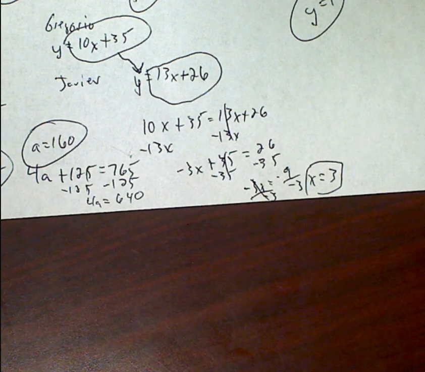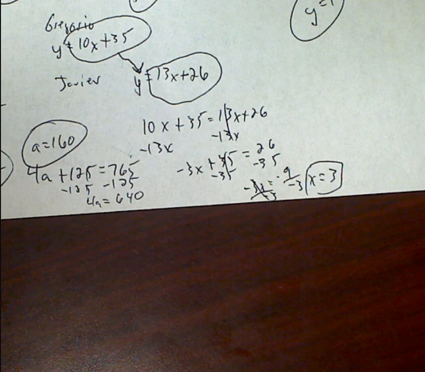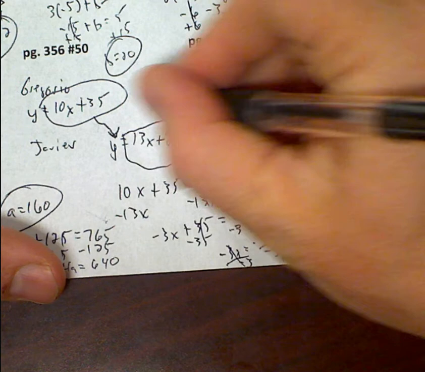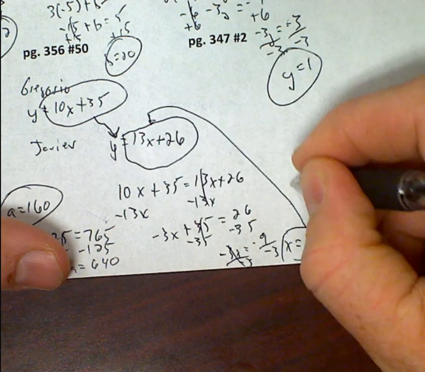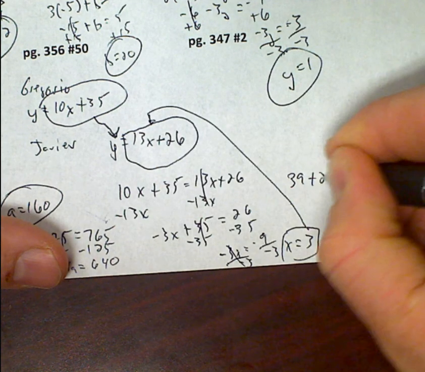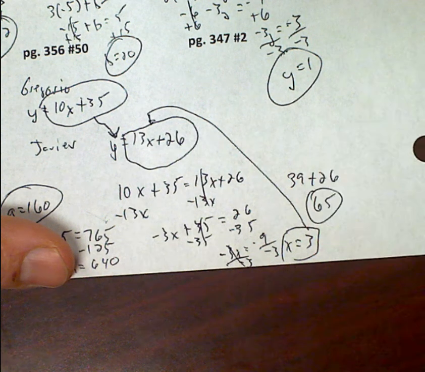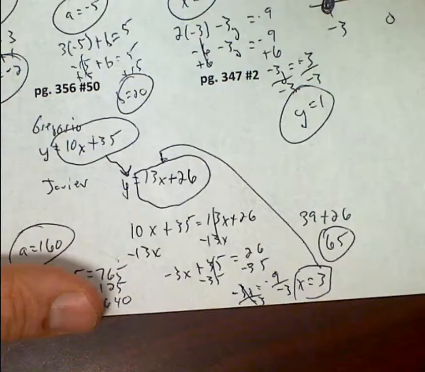So how long will it take? It will take them 3 weeks. And then it says how much money? Well, if I plug that back in, 13 times 3 is 39. 39 plus 26 is 65, so $65 they will both have. Last problem.